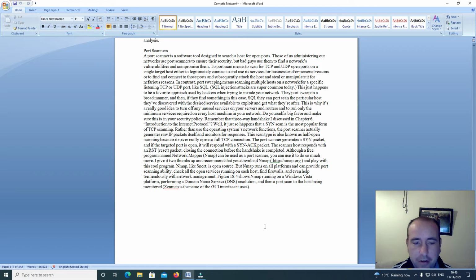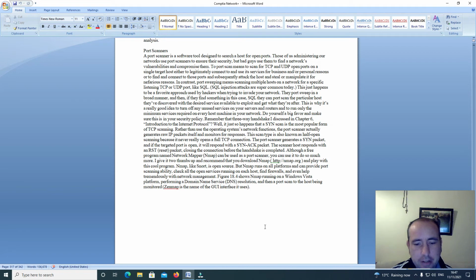Although a free program named Network Mapper, Nmap, can be used as a port scanner, you can use it to do so much more. I give two thumbs up and recommend that you download Nmap at http://nmap.org and play with this cool program. Nmap, like Snort, is open source, but Nmap runs on all platforms and can provide port scanning ability, check all the open services running on each host, find firewalls, and even help tremendously with network management.